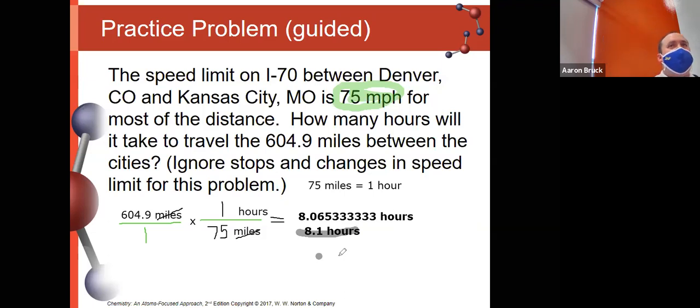So this is where we can get into a lot of tricky gray areas with significant figures, making sure that we're applying our rules consistently and correctly in all of our cases. Any questions about this example before we move on to another one?